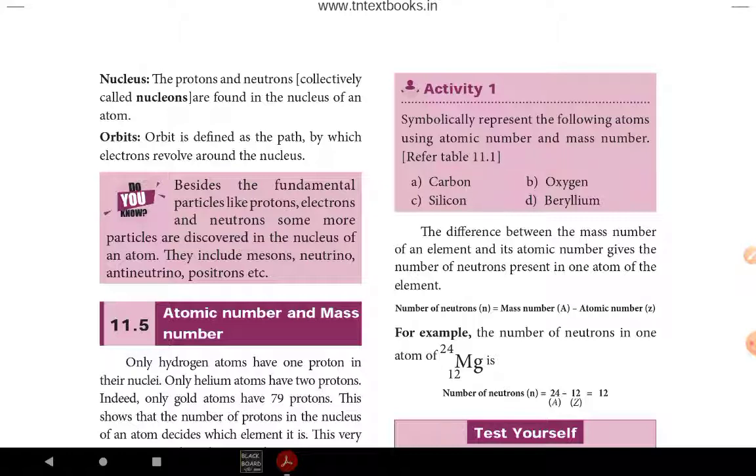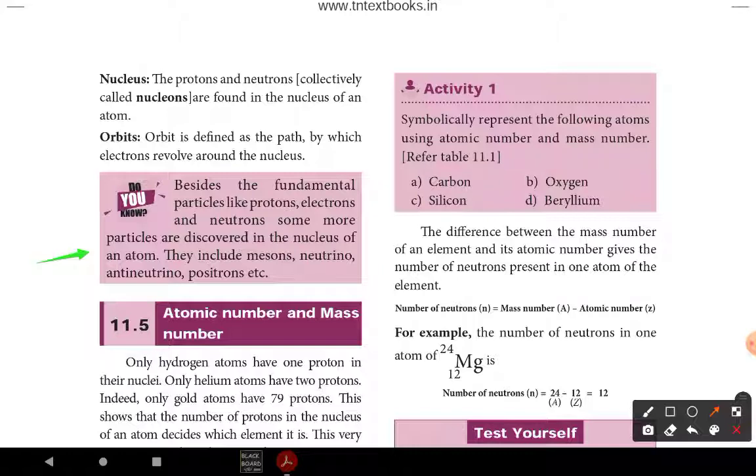Then let's go on to the final part, which I will just touch on and leave. You will go to higher classes and study it, children. Besides the fundamental particles like protons, electrons and neutrons, some more particles are discovered in the nucleus of the atom. What are they, children? You have the mesons, neutrino, antineutrino and positrons. These were all discovered recently, and they are also called fundamental particles. You will study about them in detail in higher classes, children.